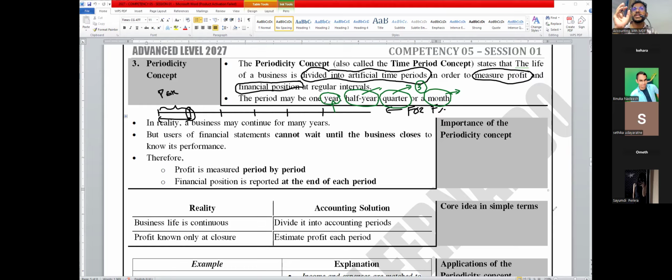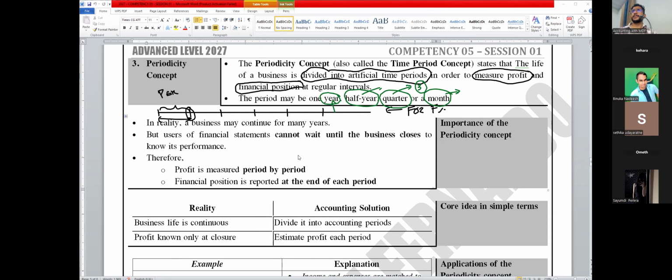What is the period that it covers? Something very important. You can't record the rent of a year if the period is a quarter. You convert that yearly rent to a quarter. Understood?